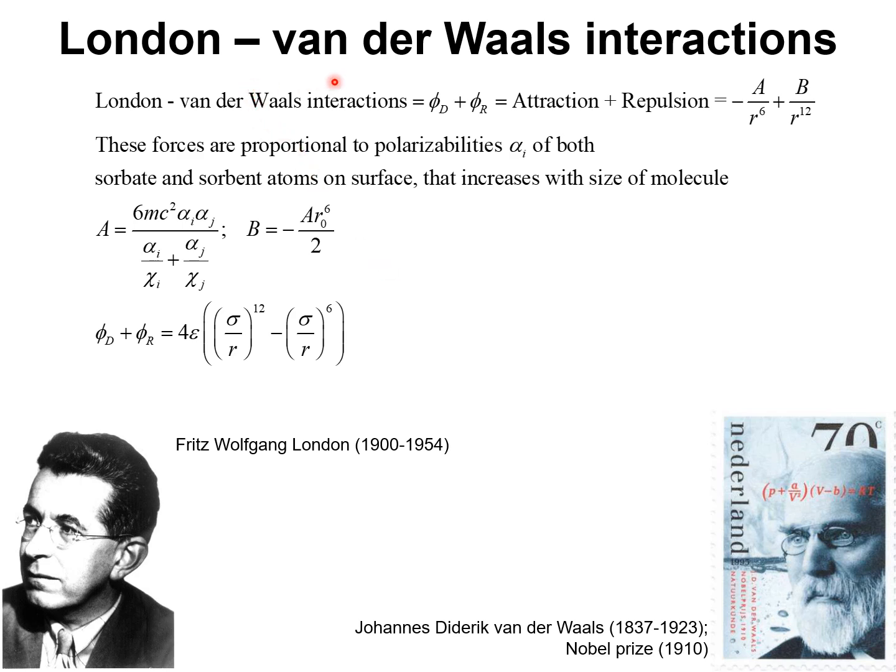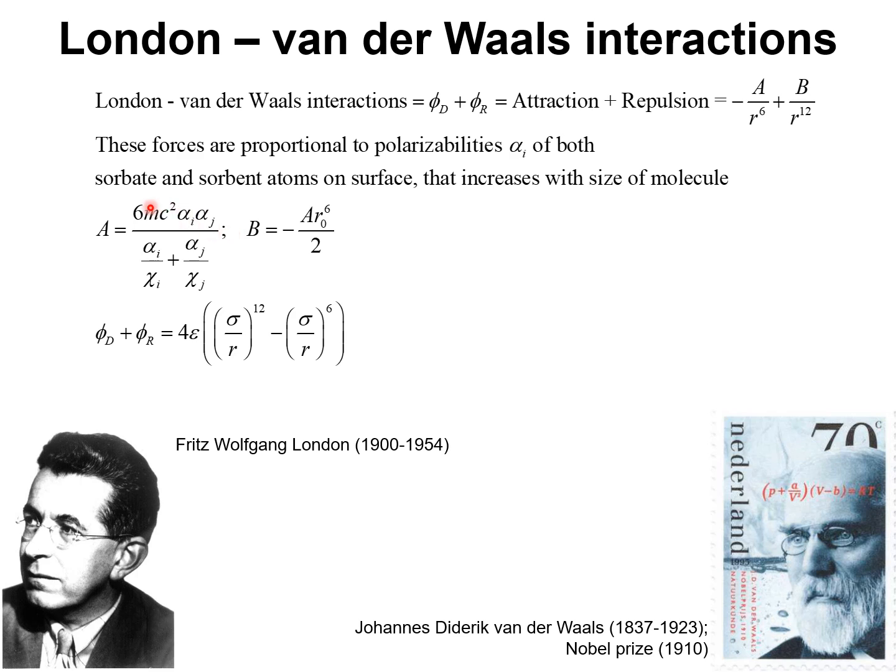The London van der Waals interactions consist of the sum of the attraction and repulsion forces that are usually expressed in this form, where r is the distance between the adsorbate and adsorbent. The forces of attraction and repulsion are proportional to the polarizabilities alpha of both these adsorbate and adsorbent atoms on the surface, and the polarizability increases with the size of the molecules.